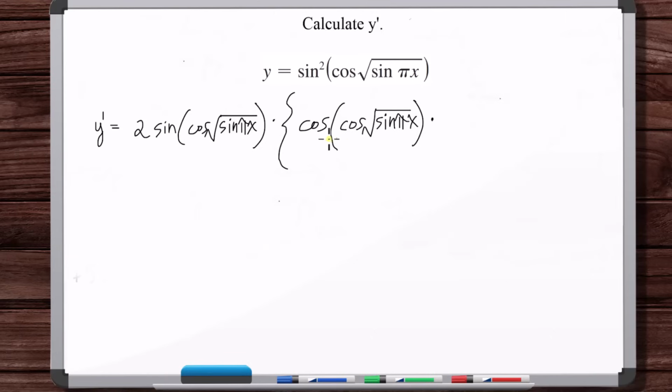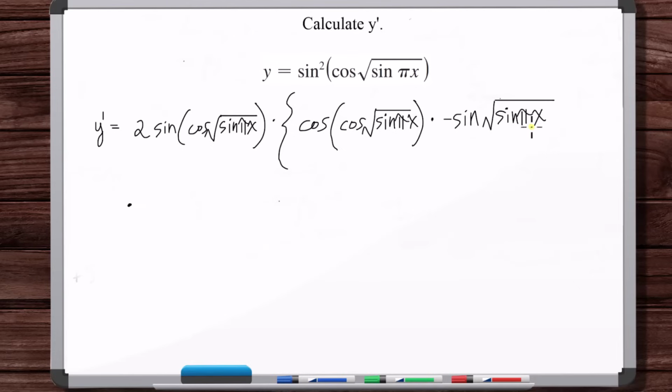But okay, so what's the next layer? We just did the sine of something, was the cosine of something, times the derivative of that something. Now we're doing the derivative of this. What is the derivative of cosine of something? It's minus sine of that something. So minus sine of that something. Okay, times the derivative of that something.